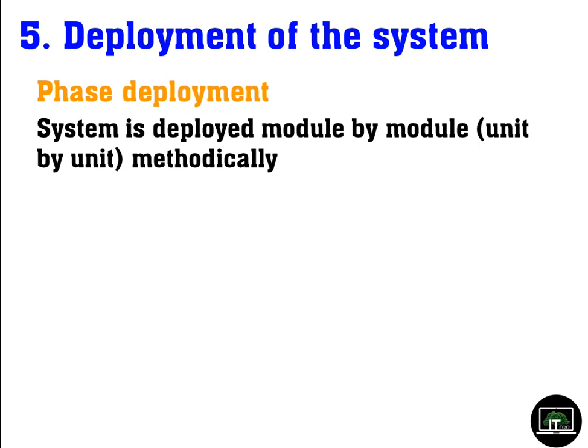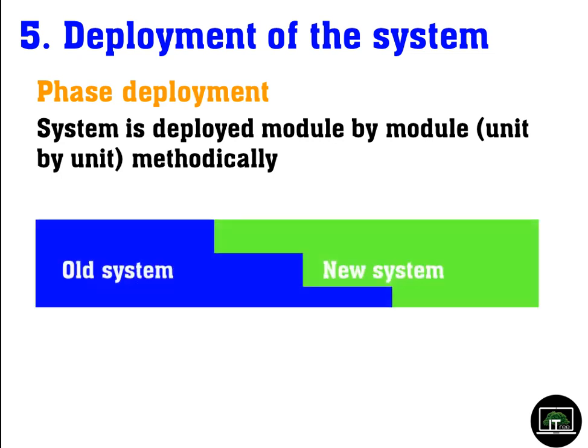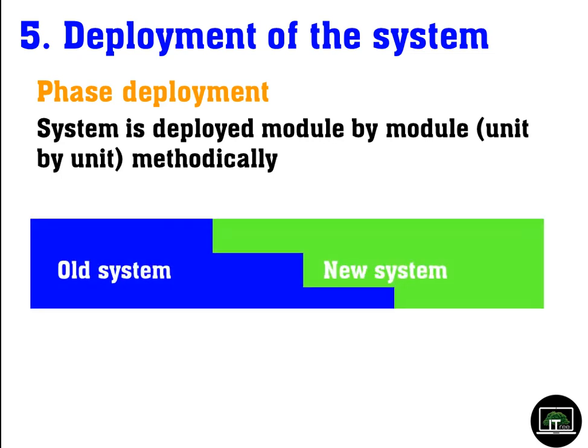Phase deployment. Here we break the system into small modules or units, then we introduce it unit by unit. So we stop the first unit of the old system and start the first part of the new system. We stop the second part of the old system and start the second part of the new system. So likewise we proceed step by step. That is called phase deployment, or stage deployment, or step deployment. Transaction processing systems are better introduced in this way.